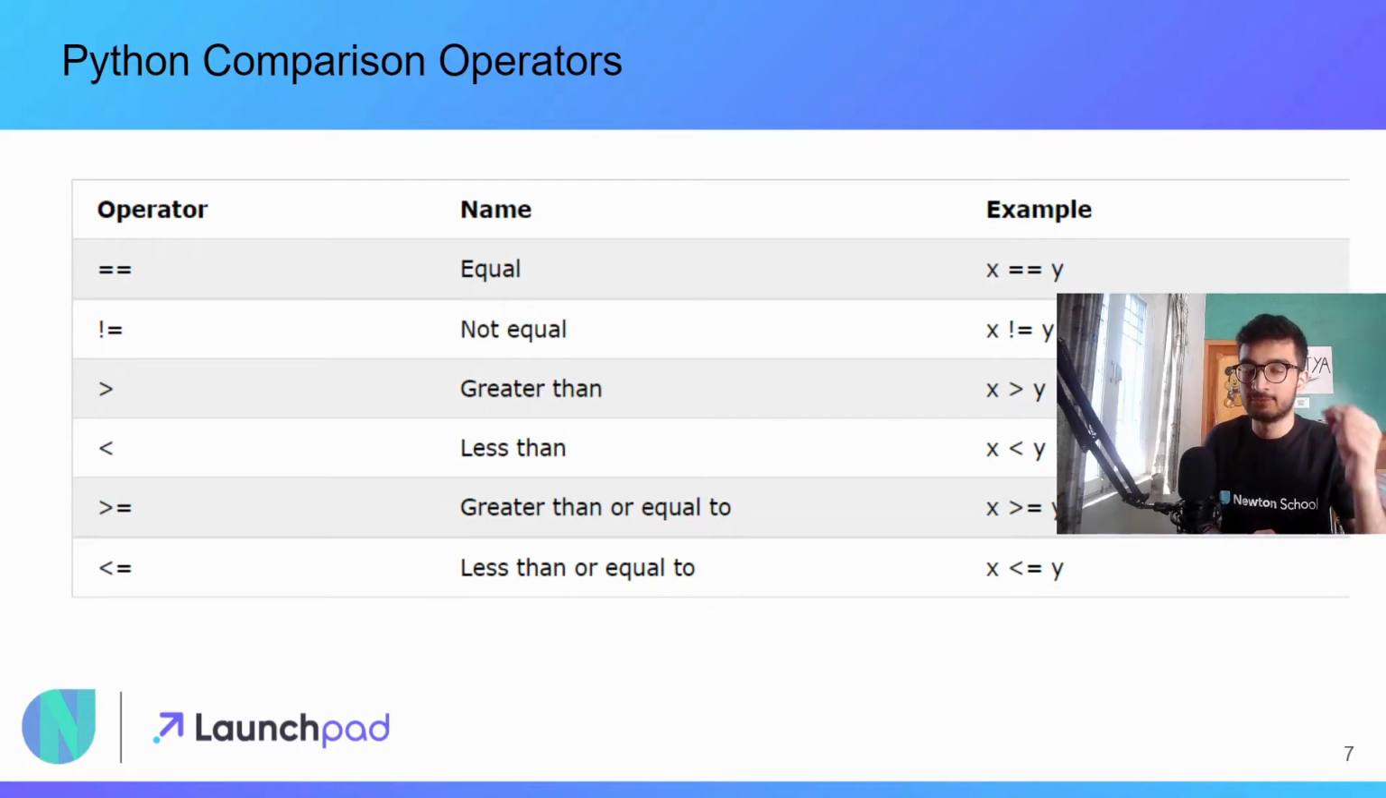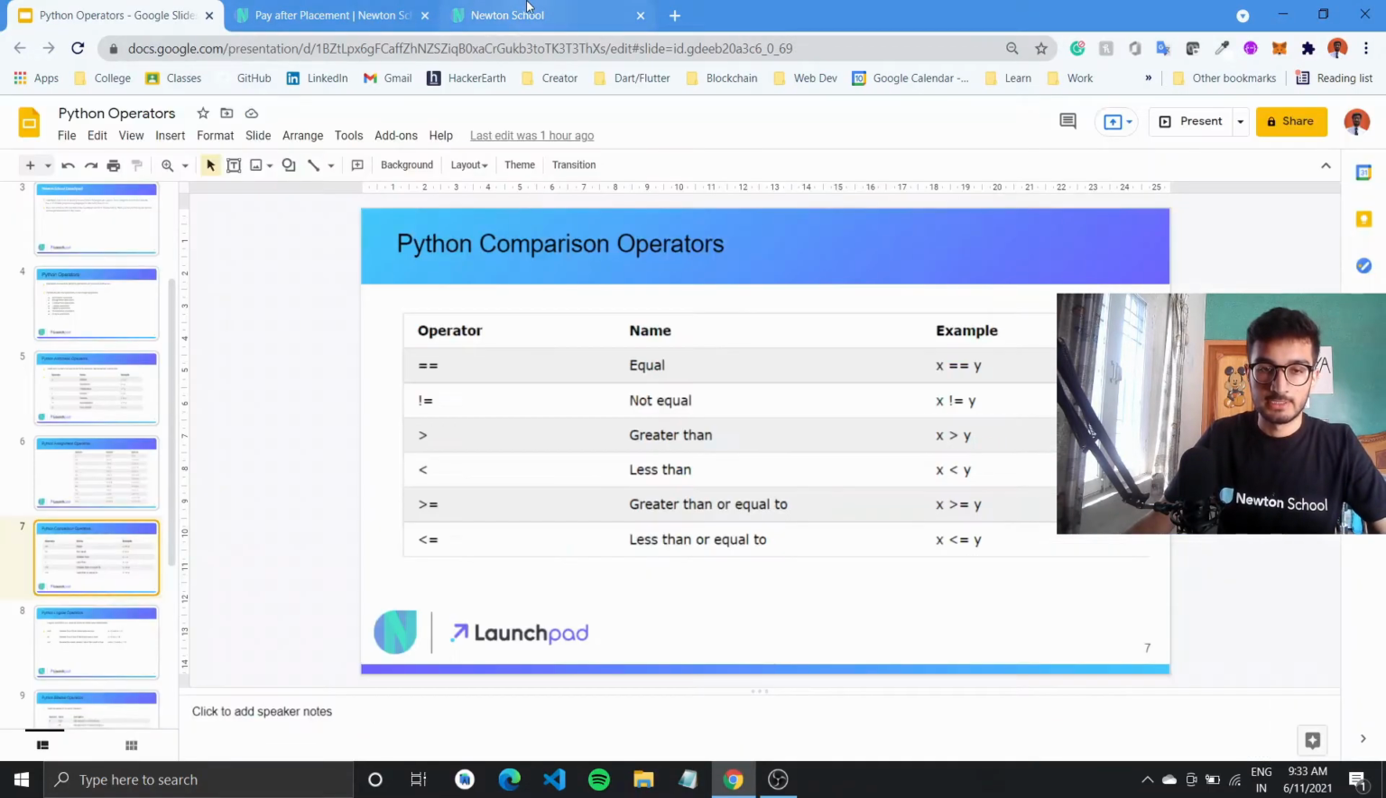Now this is different from assignment operators because it checks for equality, whether they are equal or not. A single equal to means that a value is to be assigned, but this is a check, that is, it checks for a certain value. Then we have not equal to, greater than, less than, greater than equal to, and less than equal to.